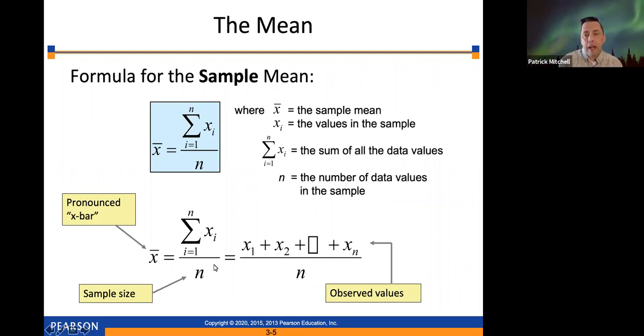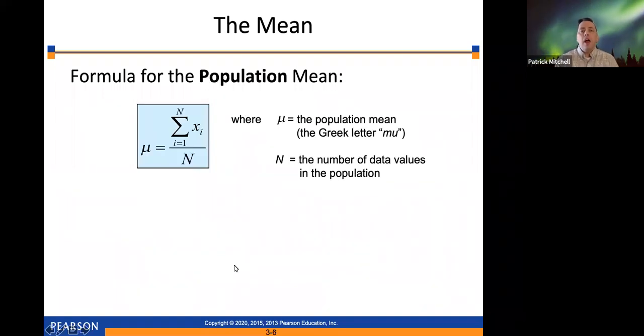So down here they're writing it two different ways. X bar is the sum of all the data values divided by n. Or you can write it like this, X1 plus X2 plus blah, blah, blah, plus X sub n, divided by n.